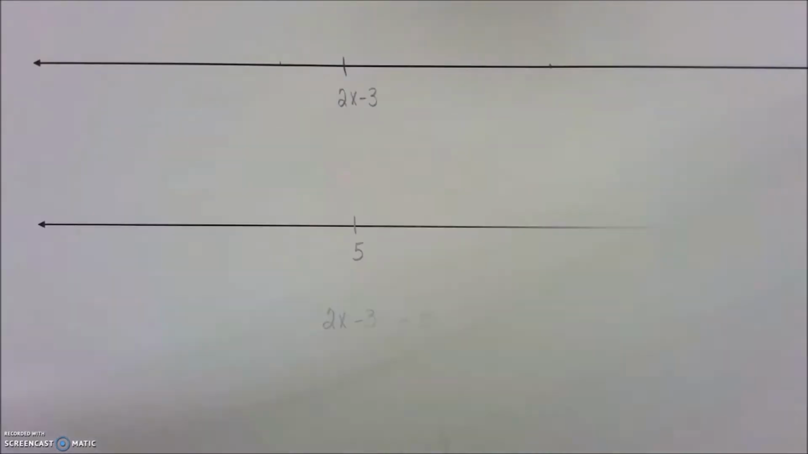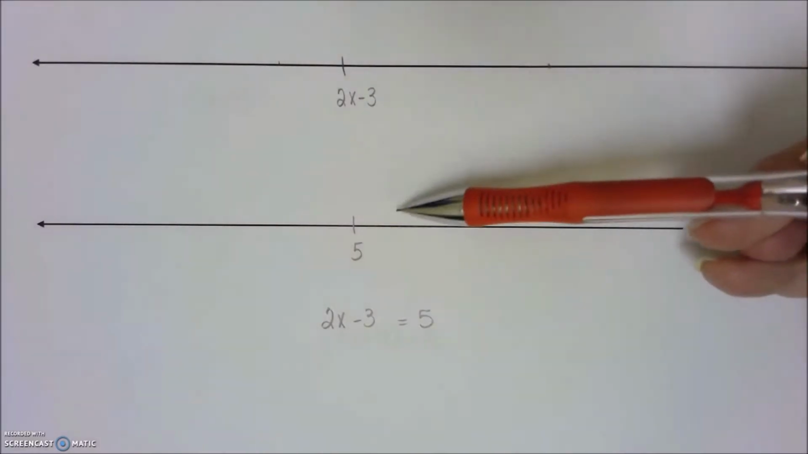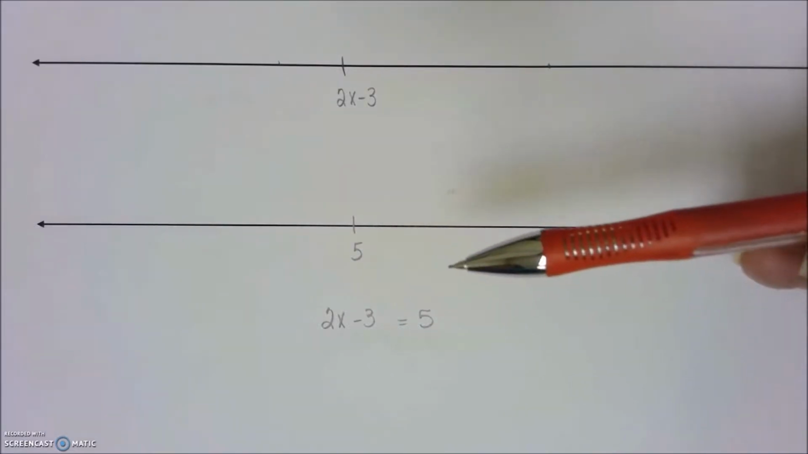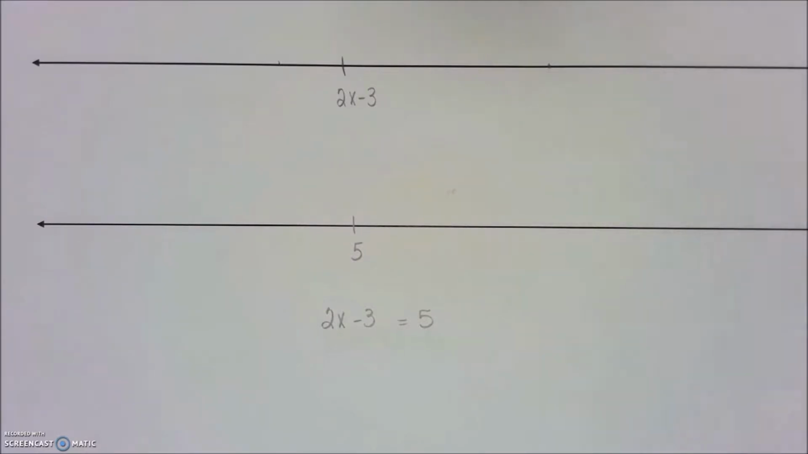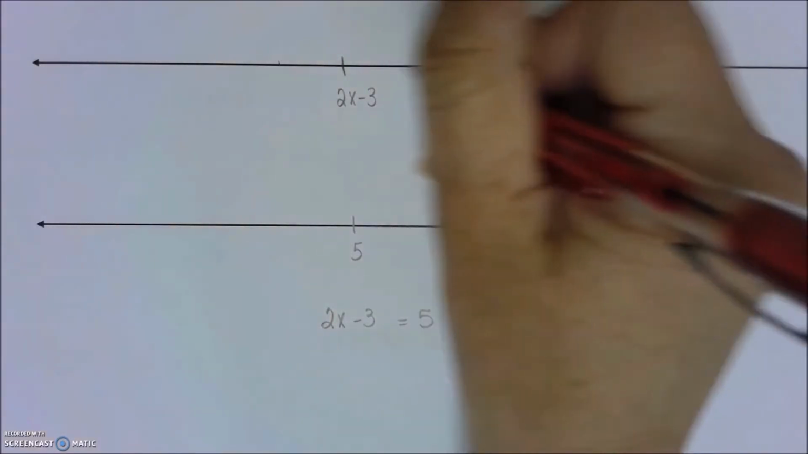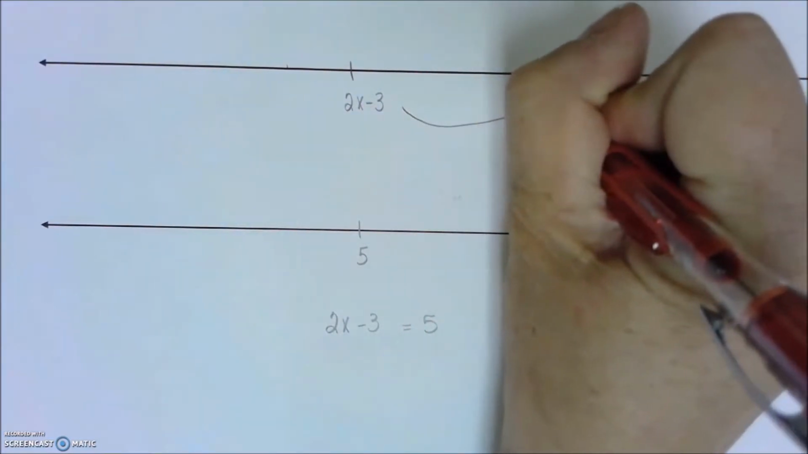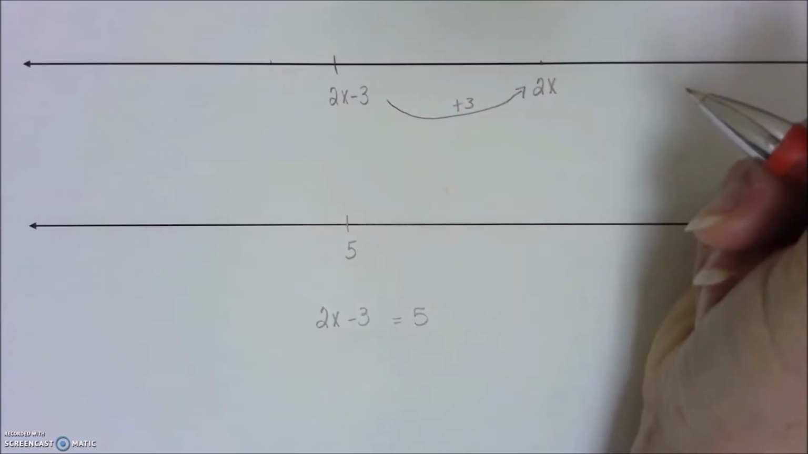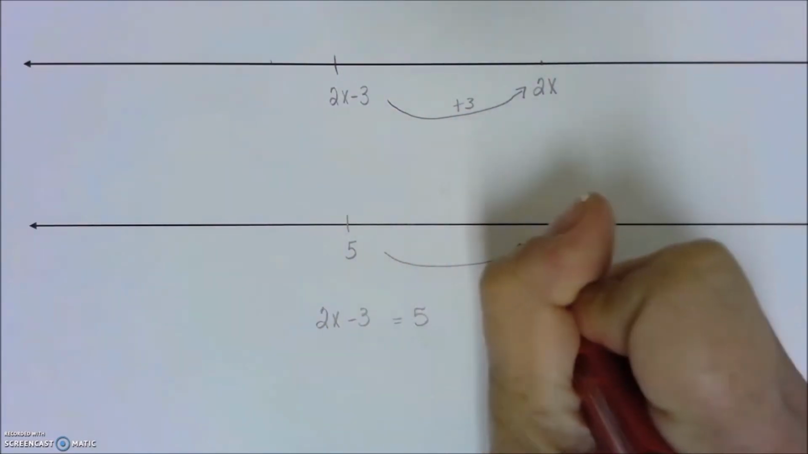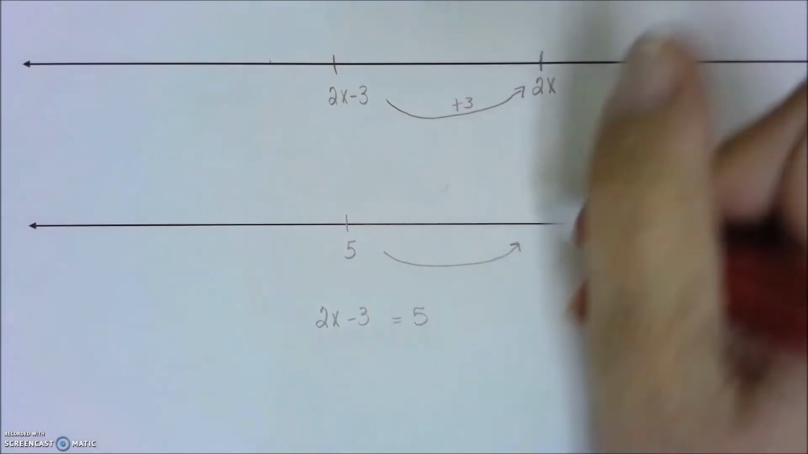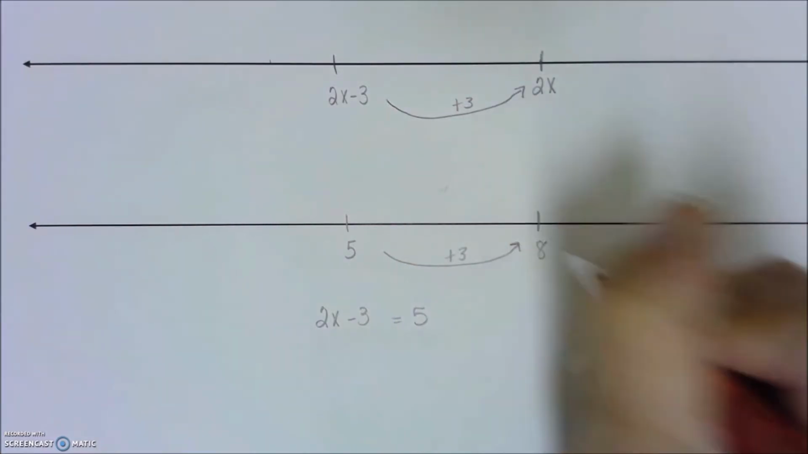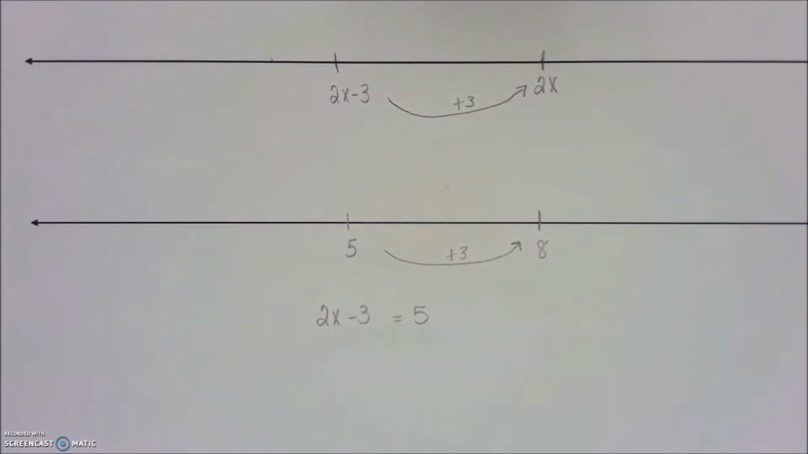In this next example, students should notice that 2x minus 3 is equivalent to 5. To solve this problem, we can find what 2x is equal to by moving 3 units to the right. Since we need to keep the expressions balanced, we move 3 units to the right on the bottom number line as well. 5 plus 3 is 8. So 2x is equivalent to 8.